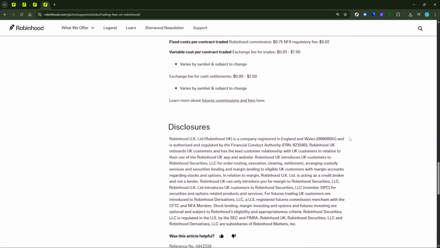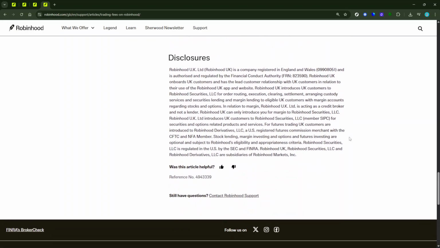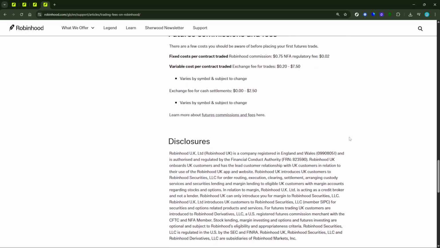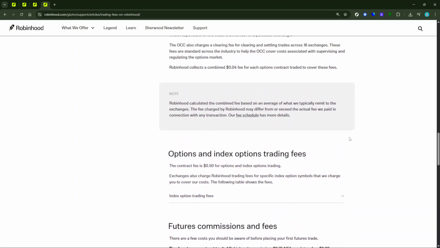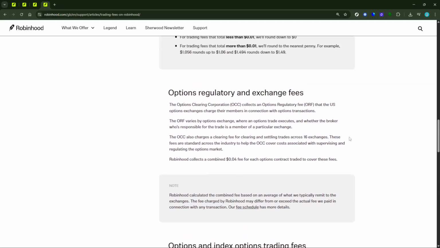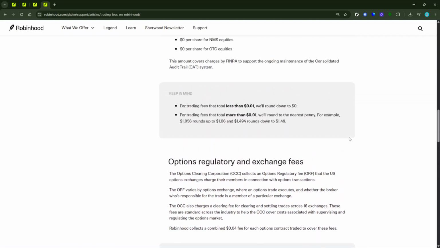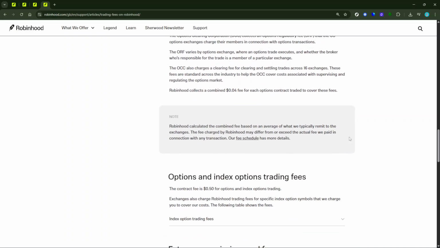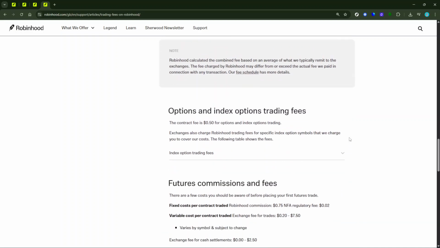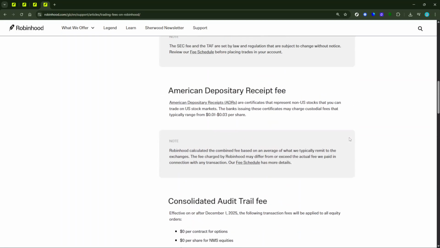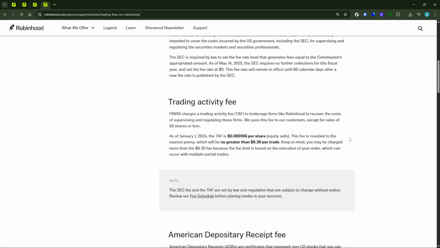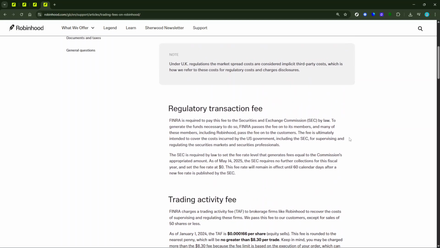If you trade options, you should know there are small per contract fees, which are also clearly listed in the article. These are a fraction of $1 per contract, but can add up if you're trading frequently. Lastly, if you're considering using margin, that's when you borrow money to invest more than your actual balance. Be aware that Robinhood charges interest on margin loans. It's important to review the current margin rates and understand how this will affect your overall costs.